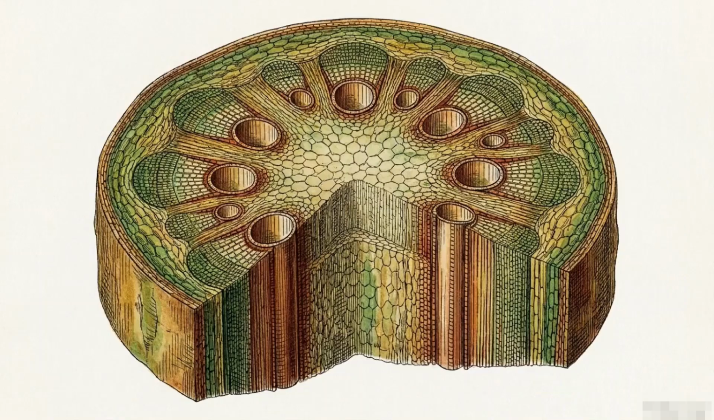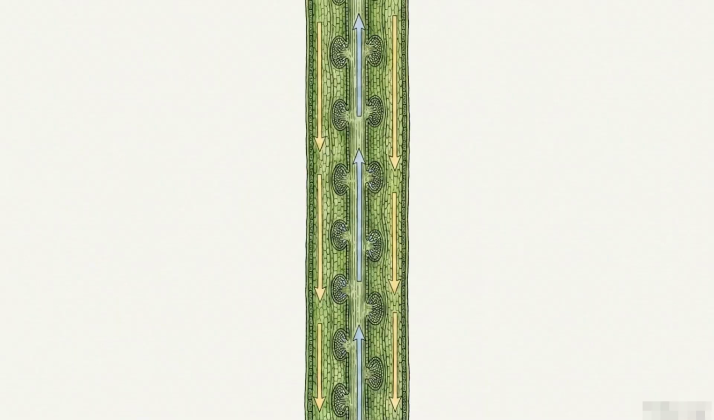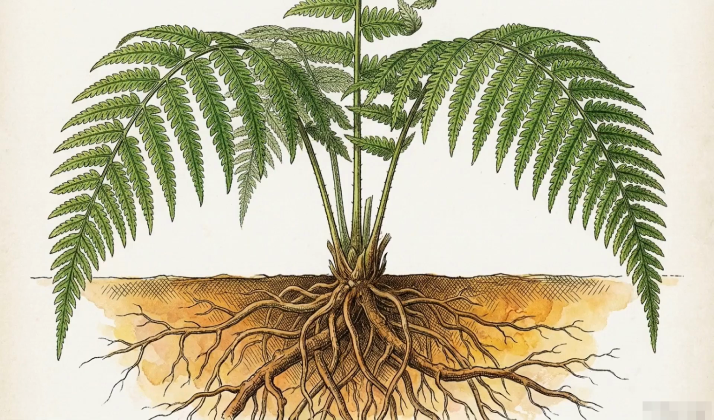Breaking the height limit required new technology. Pteridophytes, like ferns and horsetails, are the first terrestrial plants possessing dedicated vascular tissues, xylem and phloem. These internal pipes allowed plants to pull water up from the soil and push nutrients down against gravity. This physical transport system enabled the evolution of true roots, stems, and complex leaves. This structural leap required a life cycle inversion.